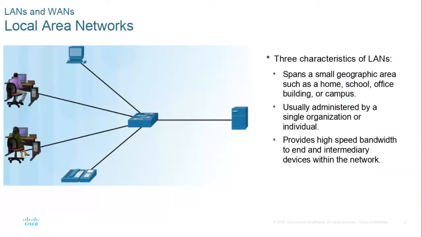Okay, so local area network characteristics: limited geographic area, one campus, one home, one school, administered by our IT department, or at home administered by you. High-speed bandwidth to end devices and intermediary devices within the network. Your home router is really a combination of a router and a switch and a firewall, all built into one box for $20 or whatever you paid for it.